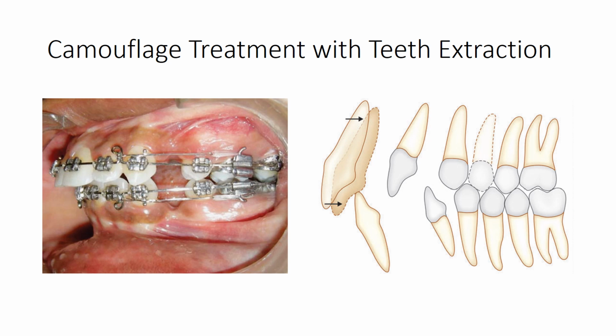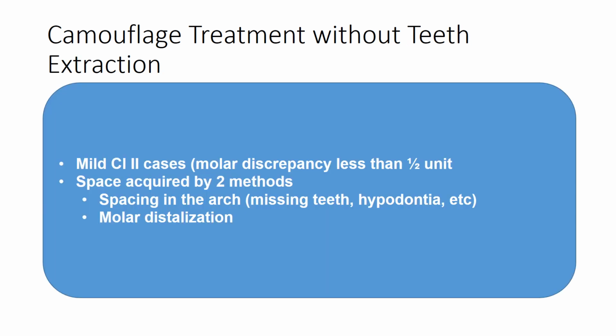Now, camouflage treatment with teeth extraction, so we use the extraction spaces for overjet reduction, overbite reduction, and correction of all the crowding and local irregularities. Okay, now camouflage treatment without teeth extraction. This is undertaken in mild class 2 cases whereby the molar relationship discrepancy is less than half unit.